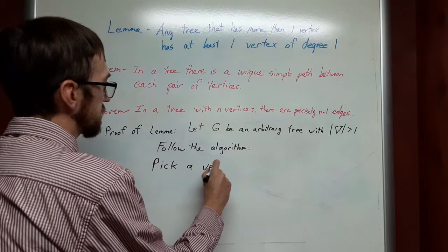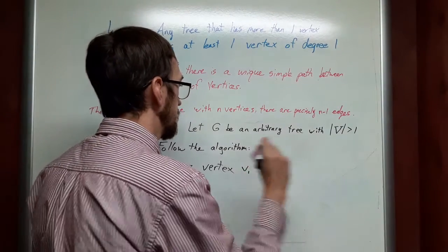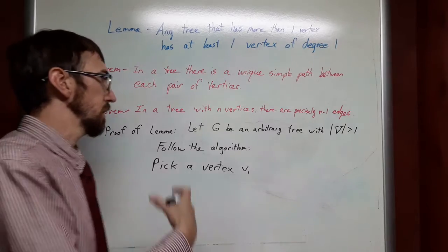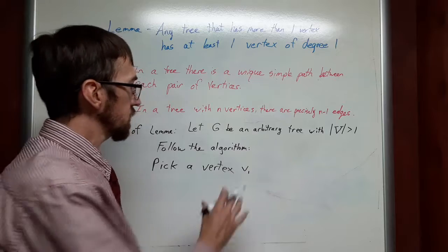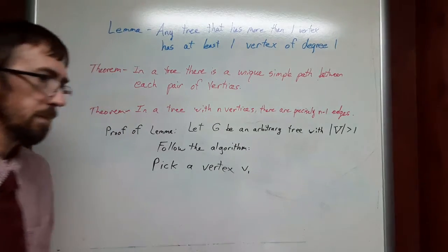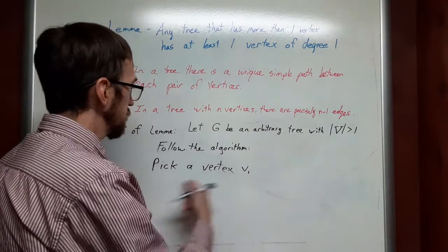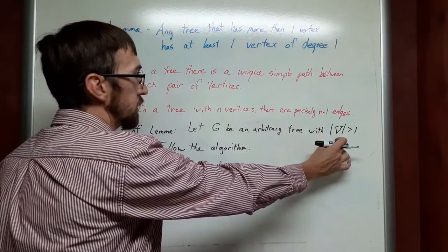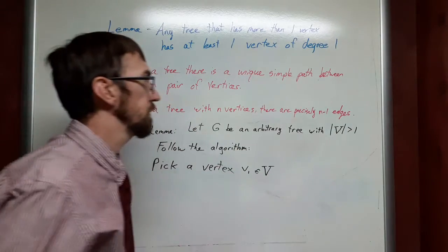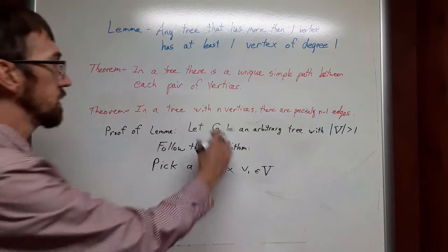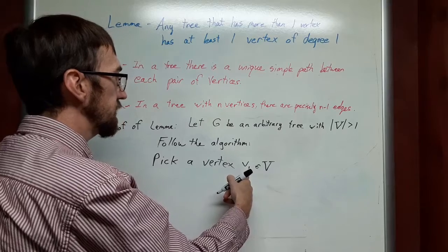Pick a vertex. And we're going to label these with subscripts so we can keep track of which one is the vertex that we're talking about, the next vertex that we're talking about, and the same way with the edges. So we need a way to name these things, but still keep this very general. So we're going to pick vertex v sub 1, which is one of the vertices from this set of vertices for graph G.